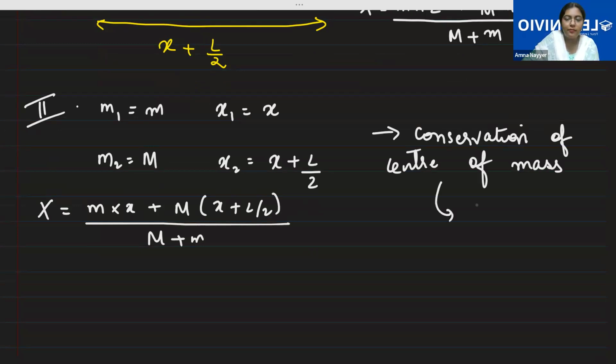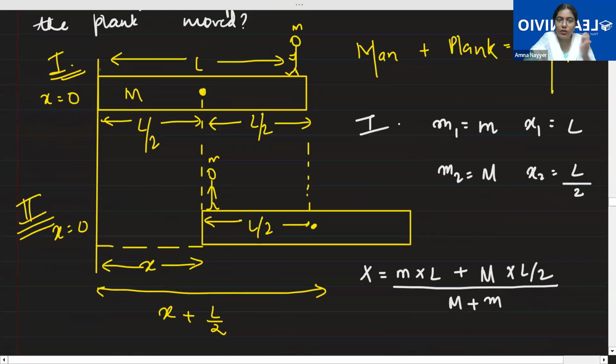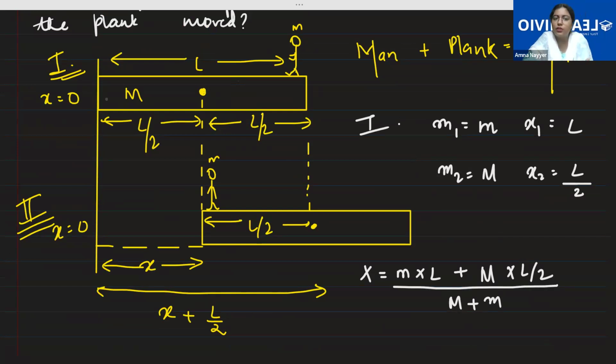Ma'am, I still don't understand how x1 is equal to x. See, from the origin you take the position of the person. Like here, initially x was equal to 0. There wasn't any x, so what was the separation? That was L. Now the plank has shifted, which means there is some distance x. The man also came forward, and the plank also has shifted backwards.